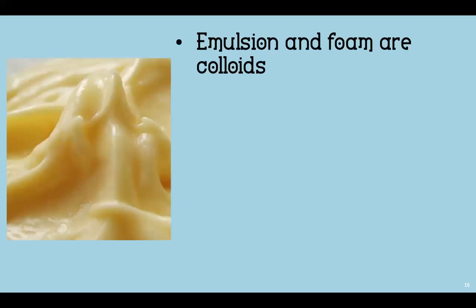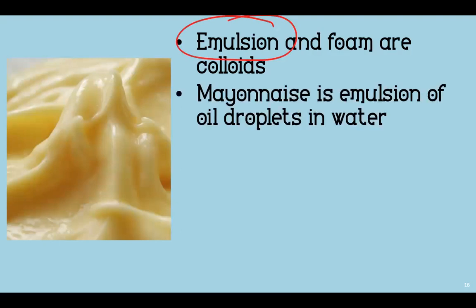Now, one of my favorite labs to do is making an emulsion in the form of mayonnaise. And so this is another kind of colloid. What I call mayonnaise is called an emulsion. A foam is also a colloid, but mayonnaise is an emulsion of oil droplets in water. So what is an emulsion? Okay, what do we know about oil and water? We know that oil is nonpolar, water is polar, so they do not mix, right?